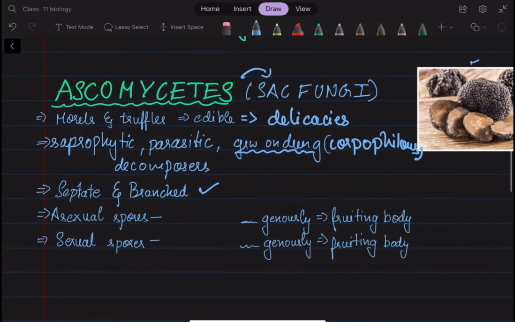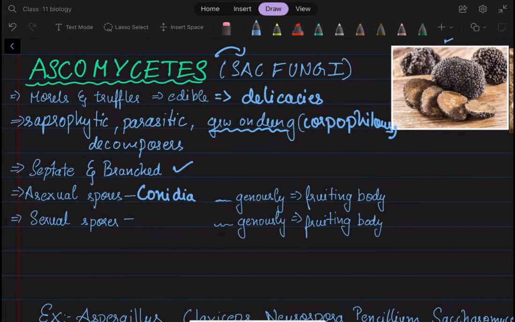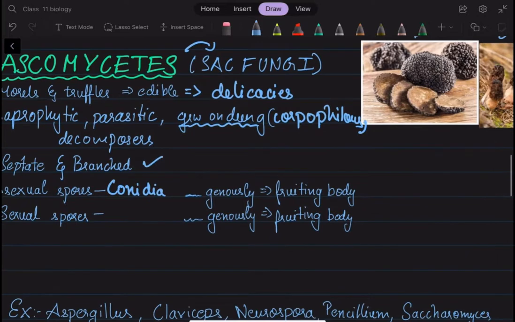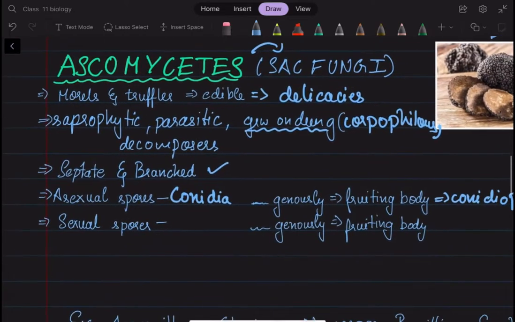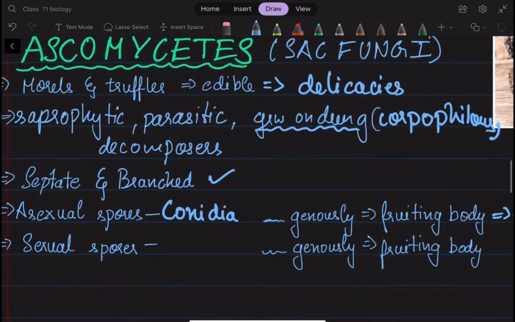Now they also have asexual spores, and these asexual spores are called conidia. These conidia are formed on a fruiting body called conidiophores. Since they are formed on it, that means outside, on the fruiting body, they are exogenously produced.